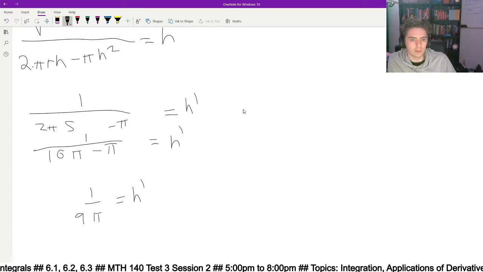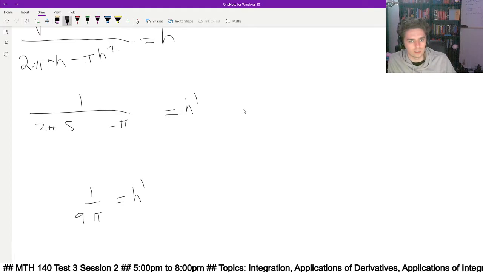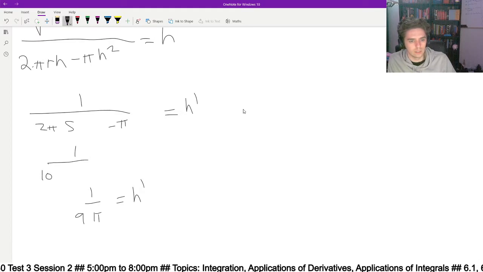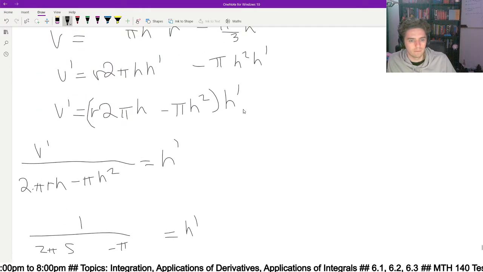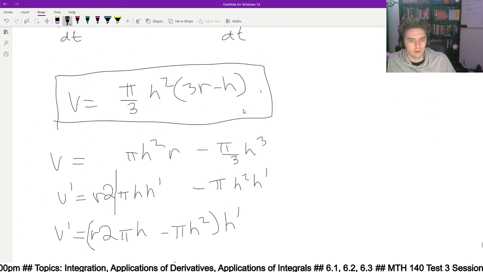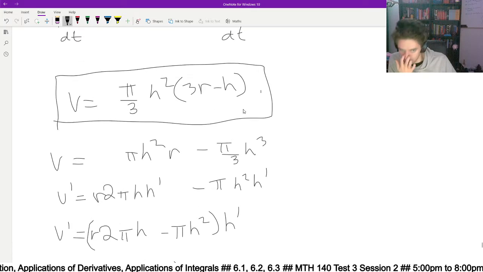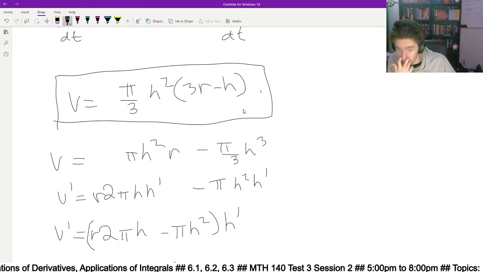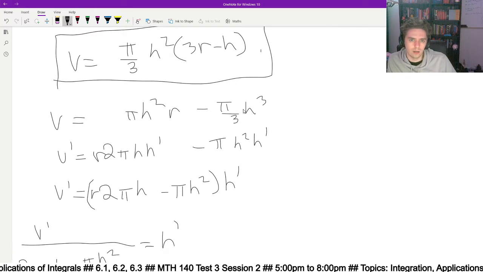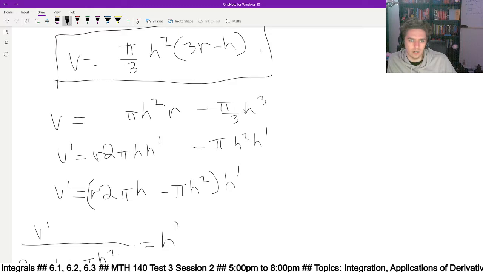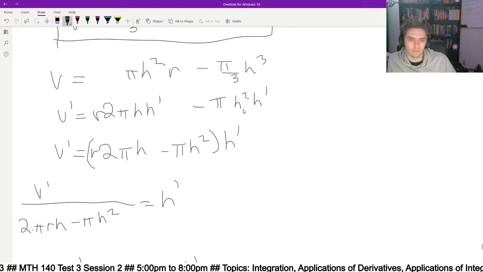Yeah, did I just mess up my algebra a little bit here? So this was just to write this a little nicer. 1 over 10 pi minus pi. Okay, let's just check back my algebra. So the volume is pi over 3 h squared 3r minus h. Multiply that in, so it's going to be pi h squared r, good, minus h cubed pi over 3.